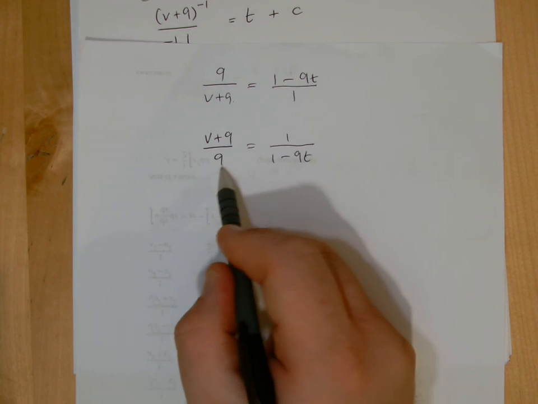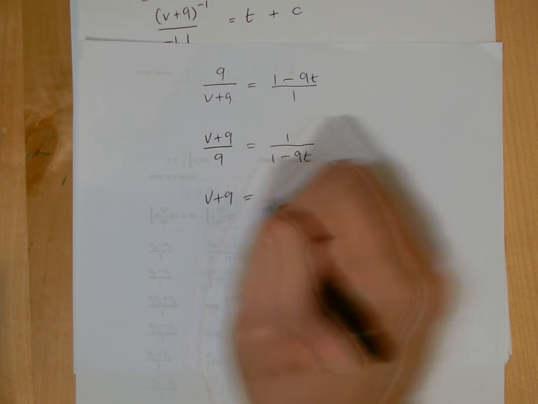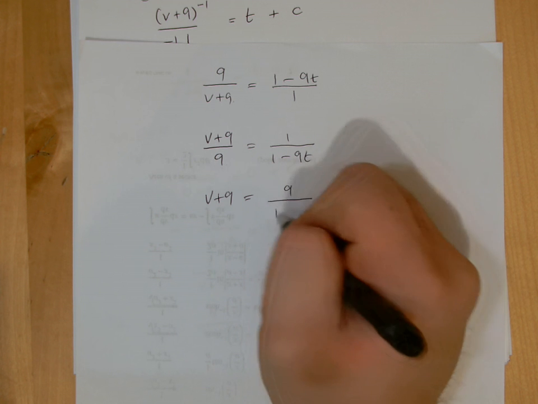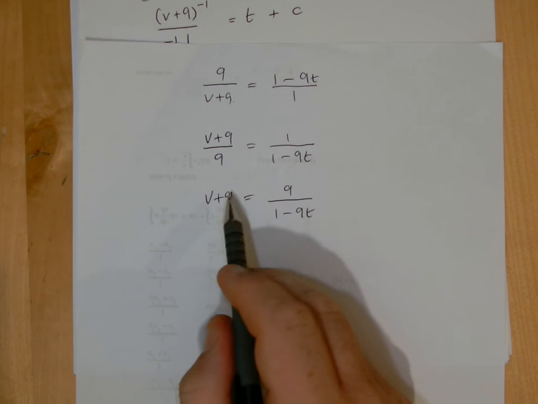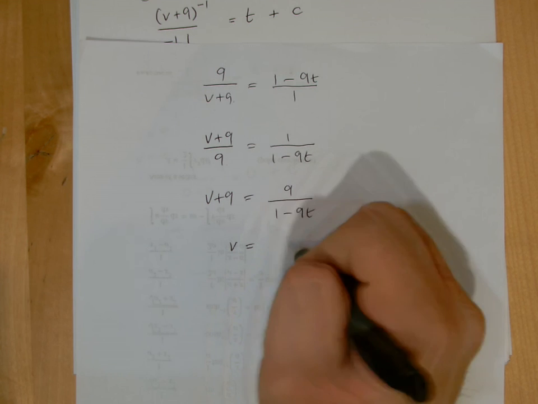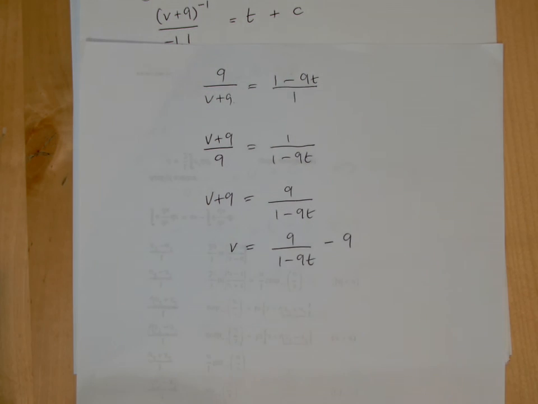Then we're dividing by 9 here, so take that 9 up. So it'll be v plus 9 is equal to, if I take that up there, I'm going to times, so 9 over (1 minus 9t). And then to finish off, I just need to take that 9 over. So I'll have v equals 9 over (1 minus 9t) minus 9. So there's my result there for v in terms of t.